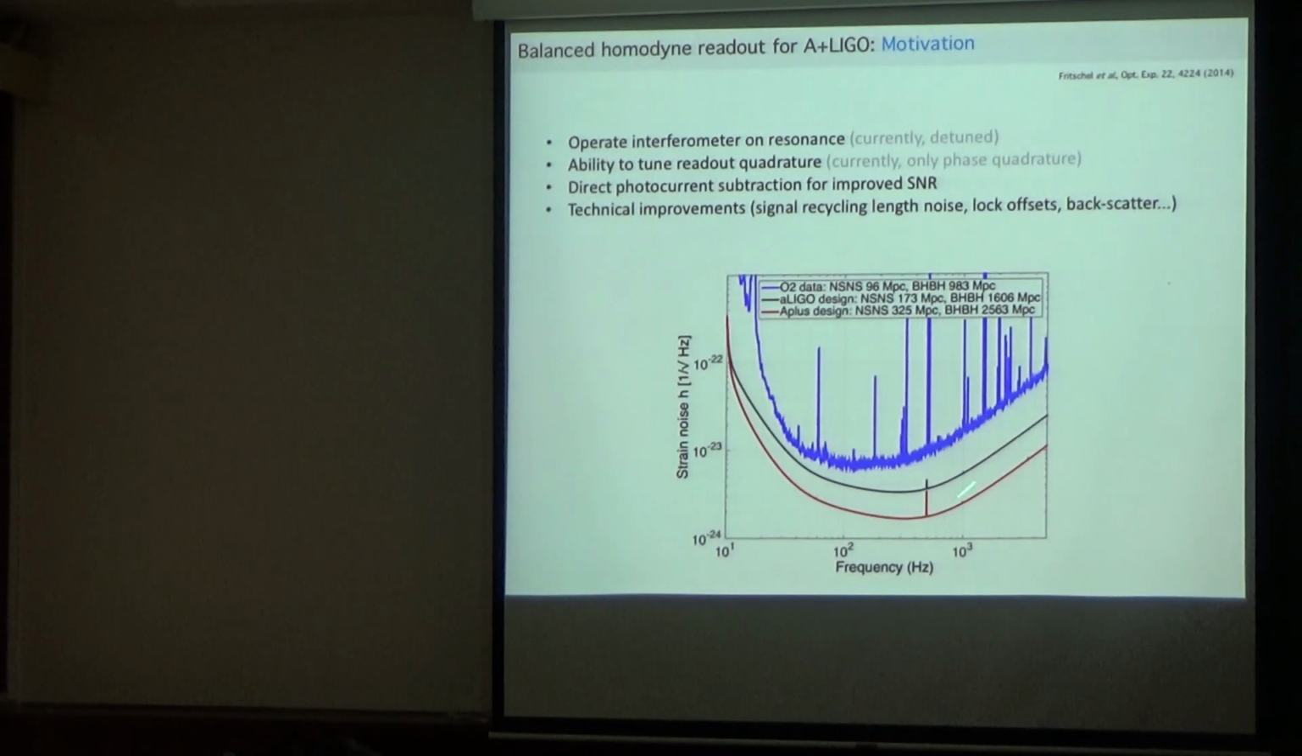And this exemplifies why you want to do that. So this black curve here is the design sensitivity for advanced LIGO. The blue is what you observe. Well, why is there a gap? The gap is because you're not operating on resonance. More or less at these frequencies, that's the reason. Here, it's mostly limited by some excess noise. But at high frequency, at least, it's limited by the fact that we're not operating on resonance. And then for A+, with frequency dependent squeezing and balanced homodyne detection, we hope to achieve this red curve, which is about 50 to 100 times better than what has been possible currently.